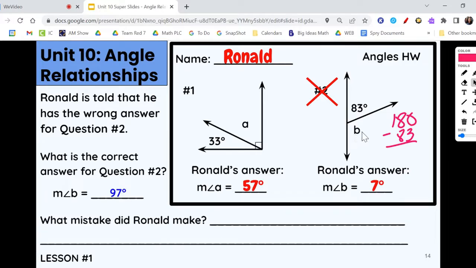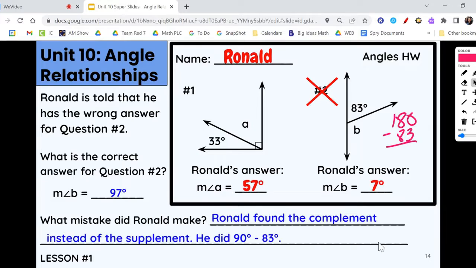What mistake did Ronald make? Well, Ronald thought that these 2 angles added up to 90. What is the name of angles that add up to 90 degrees? Complementary. Ronald thought that these were complementary angles, but in fact, they are actually supplementary angles. So Ronald found the complement instead of the supplement. He did 90 degrees minus 83 degrees. We'll give you a second to write that down.